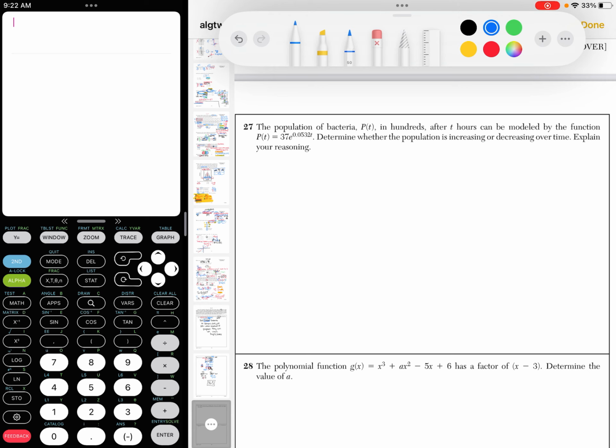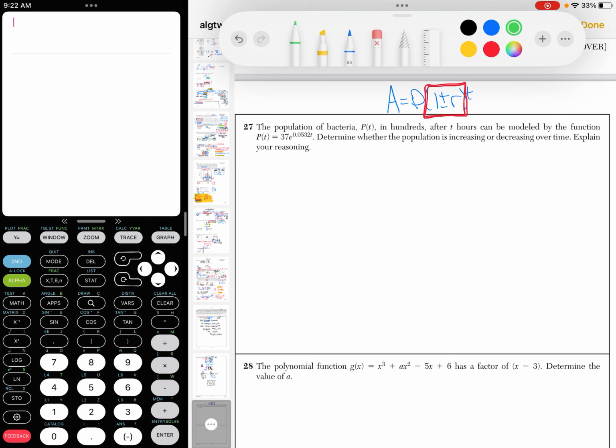So to figure out if it's increasing or decreasing, we want to think about the growth and decay formula. So the growth and decay formula is this. Now, I don't know if it's growth or decay, but to figure that out, I have to look at this number. This number will tell you whether it's growth or decay, because if it's bigger than 1, it would have been 1 plus something, which is growth. If it's smaller than 1, it would have been 1 minus something, that R value, which is decay. So I need to be looking at that number.